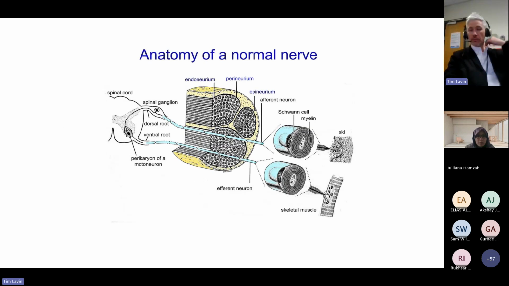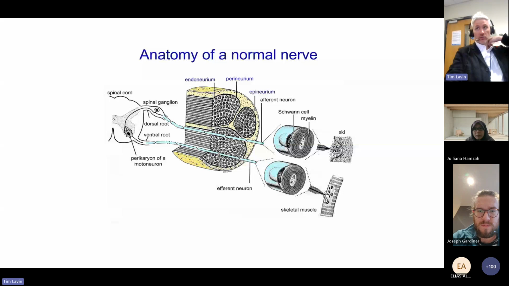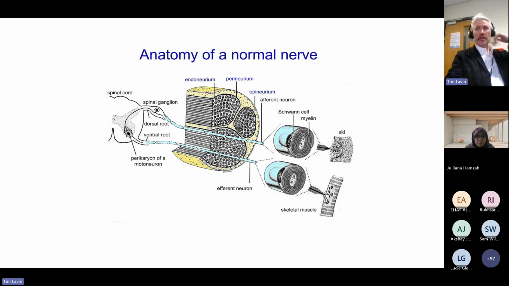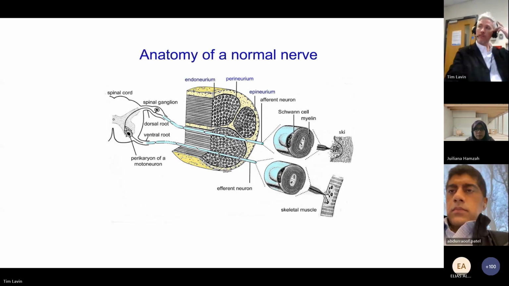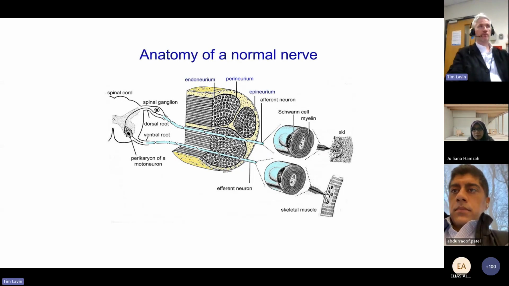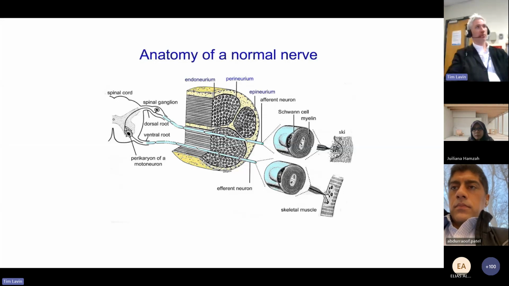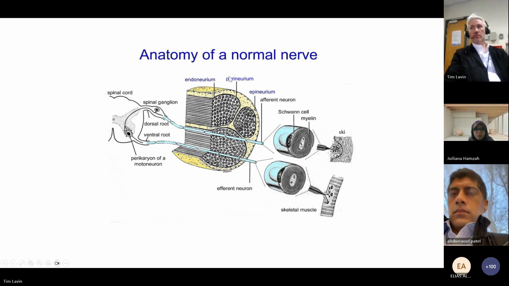So we are talking about peripheral nerve diseases here, and just to touch upon again what the anatomy of a normal peripheral nerve is. So we obviously have sensory afferent fibers, and we have motor efferent fibers. Okay, and this diagram here is demonstrating, possibly slightly erroneously, but I'll come to this in a minute. So this is a nerve.